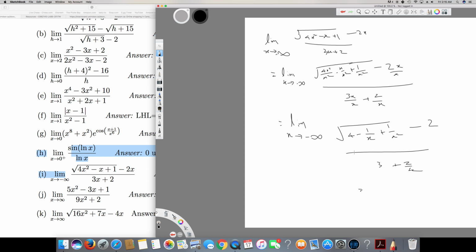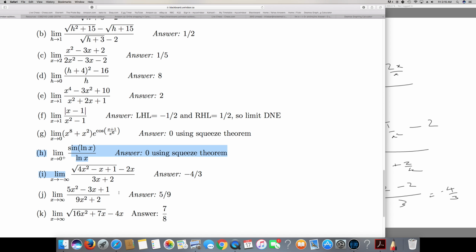So the answer is, now if I plug the value, square root of 4 minus 1 over negative infinity is 0. 1 over negative infinity is 0, and 1 over x square is negative infinity square, that's 0. Therefore 4 minus 0 is 4. The square root of 4 is going to be 2, and it's going to be negative 2 because it's approaching negative infinity. Negative 2 minus 2 over this is 3 plus 2 over negative infinity, which is 0. So 3 plus 0 is 3. So it's going to be minus 4 over 3. So that's the answer here.